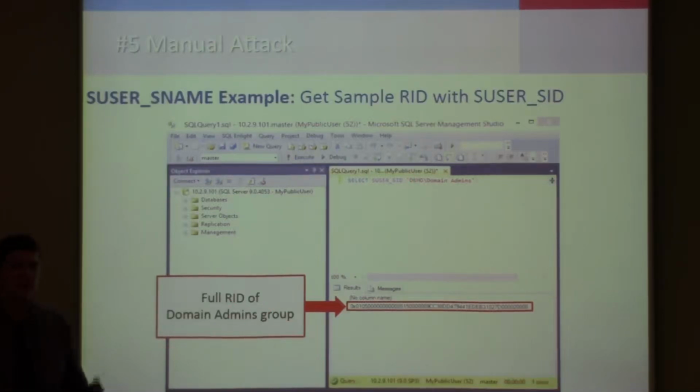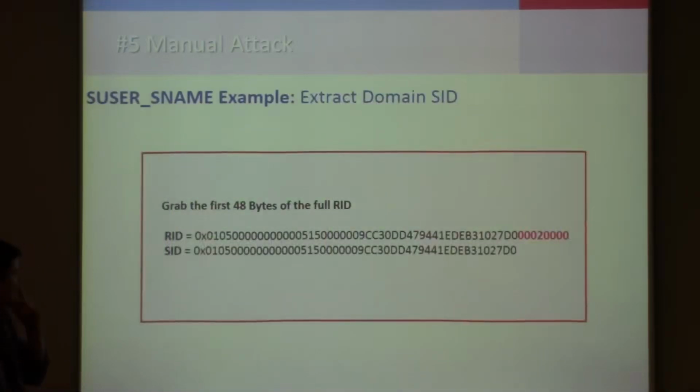So every domain has a unique GUID looking thing, and every user has a number that's basically just glued on or concatenated to the end of that. And that's what we get right out of the gate. So this is the long RID that we get, and in order to basically get information about other domain users that we don't know about blindly, we're going to start by getting the SID of the domain, and that's just the first 48 bytes of the RID.